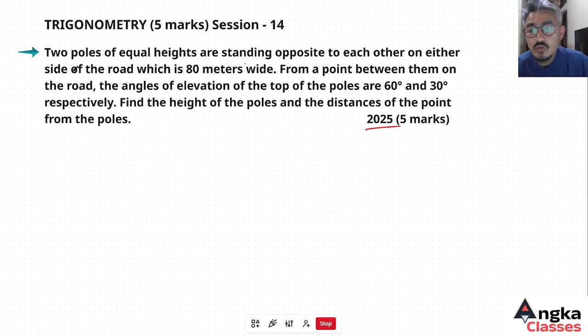The two poles of equal heights are standing opposite to each other on either side of the road, which is 80 meters wide. From a point between them on the road, the angles of elevation of the top of the poles are 60 degree and 30 degree respectively. Find the height of the poles and the distances of the point from the poles. Okay.